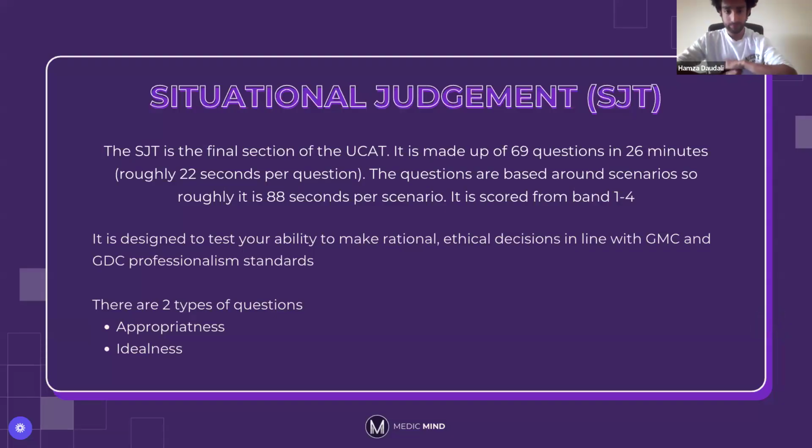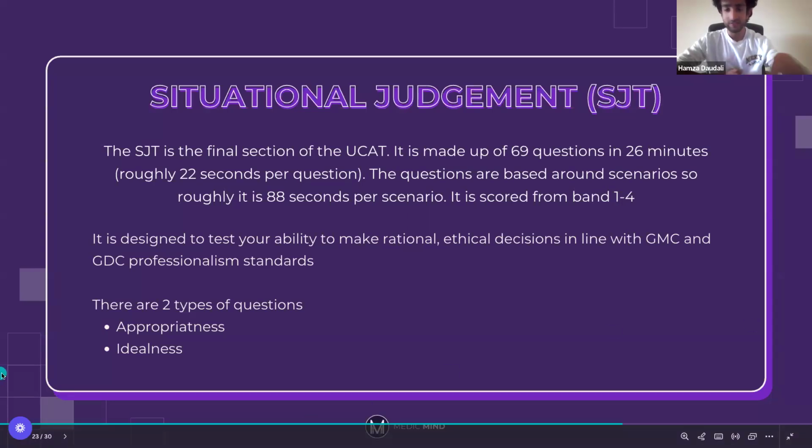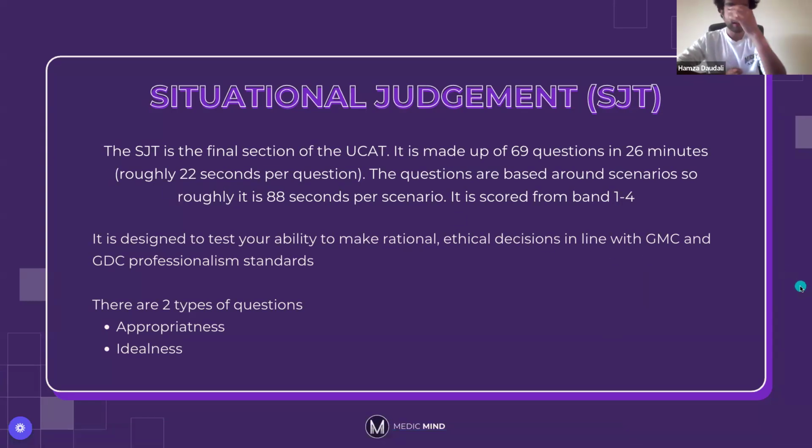And then the SJT is the final section of the UCAT. It's scored slightly differently. It's scored from band 1 to band 4, except in Australia. So if there are any Australian medical student applicants in this talk, in Australia it's still scored from 300 to 900. But in the UK, it's scored from band 1 to 4, where band 1 is the highest score, band 4 being the lowest score. And the questions are based around ethical scenarios.